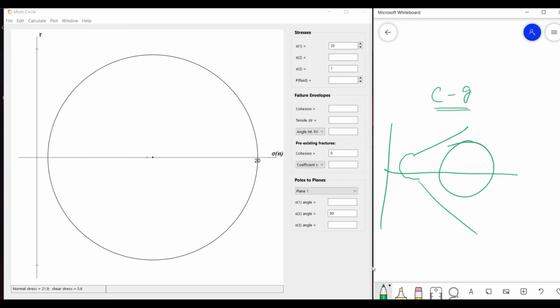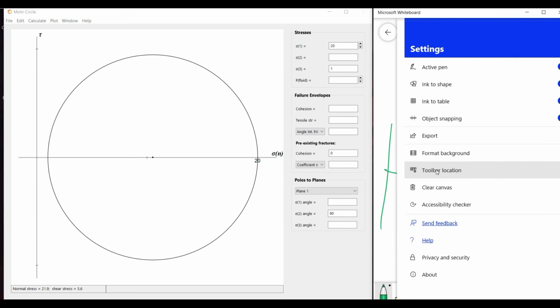If the line that we are projecting towards the circle is tangent to the circle, then that point of contact is the point of failure. That means at that particular normal and shear stress value combination, we can expect some failure or some fracture. But if the Coulomb-Griffith fracture diagram looks like this, then the condition is much more stable, and there will be no fracture or failure we can expect.